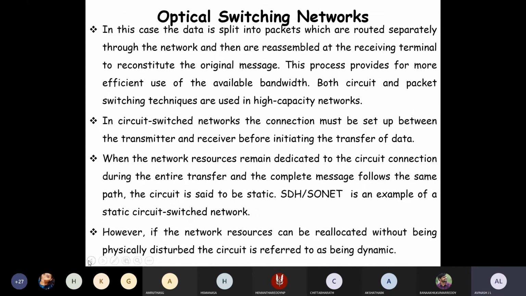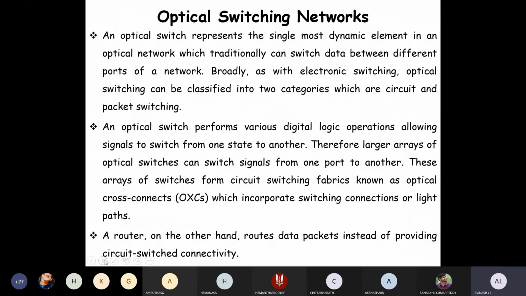So next, when you are talking about optical switching networks, what is the thing you need to understand? What is the meaning of optical switching networks? Here the circuit switching and the packet switching will come into picture. So we need to have that particular idea of circuit switching and packet switching, and what exactly is happening in them.